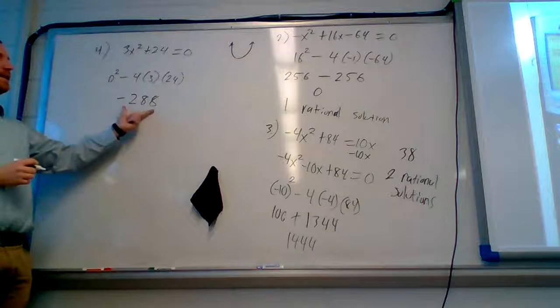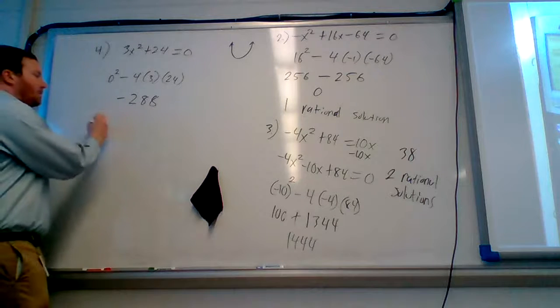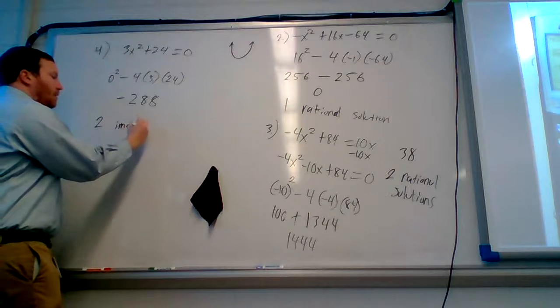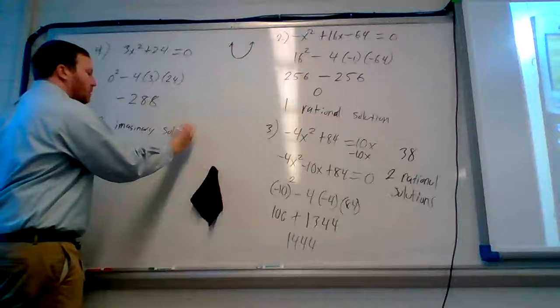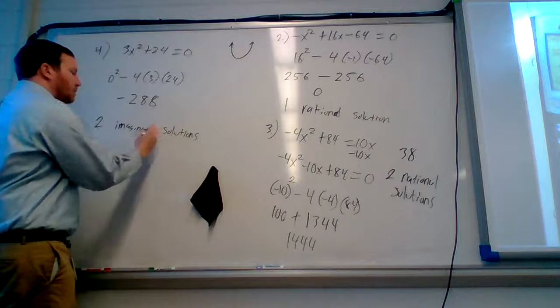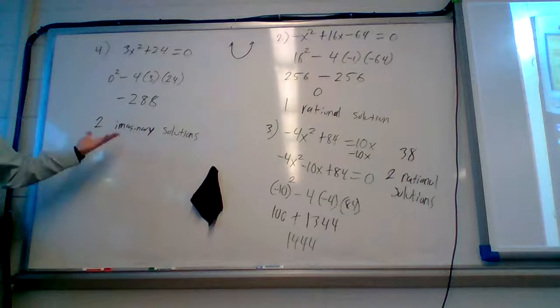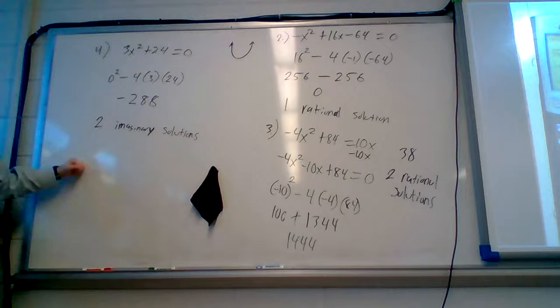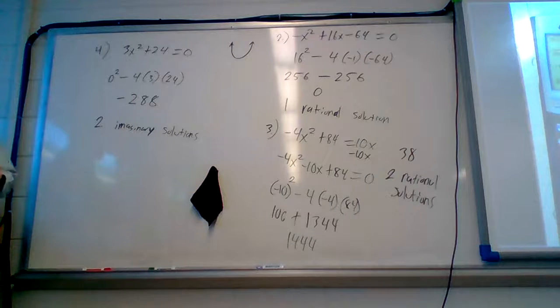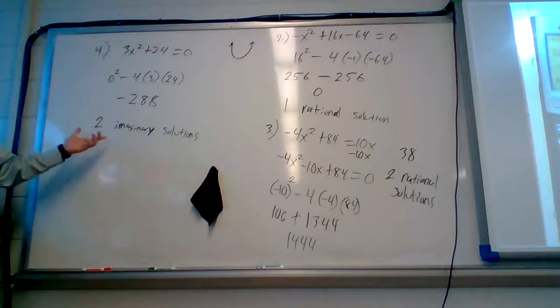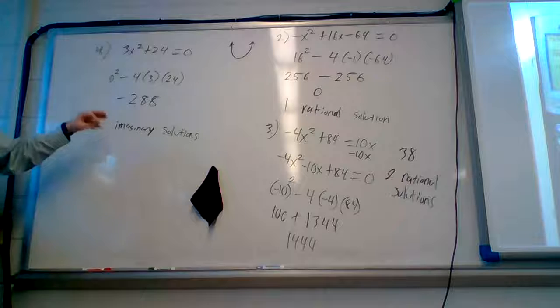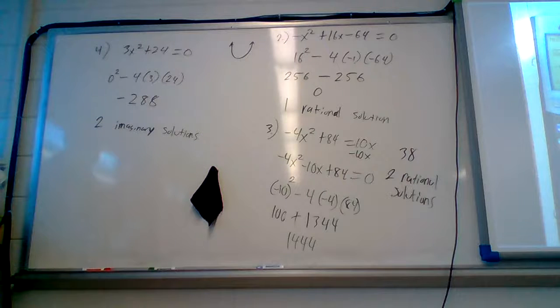So again, this is a negative number, so we're going to have two imaginary solutions. Meaning our quadratic is either above the x-axis opening up or below the x-axis opening down. So we never cross that x-axis. We don't have any real solutions to that quadratic. So that's what our discriminant tells us. Again, it tells us how many solutions we're going to have, and when we graph it, how many x-intercepts we're going to have.